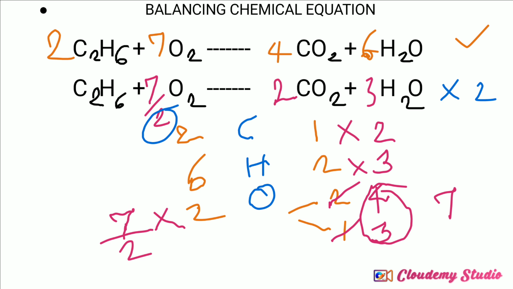So this balanced equation is 2 moles of ethane plus 7 moles of oxygen gives 4 moles of carbon dioxide and 6 moles of water.